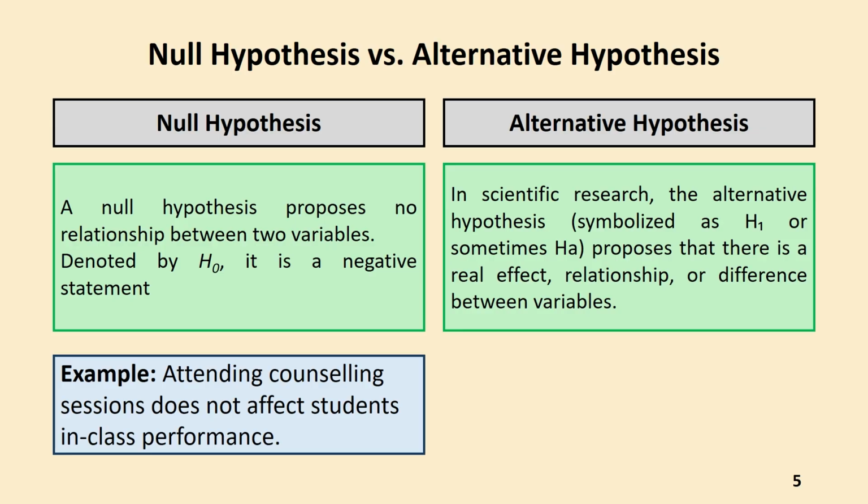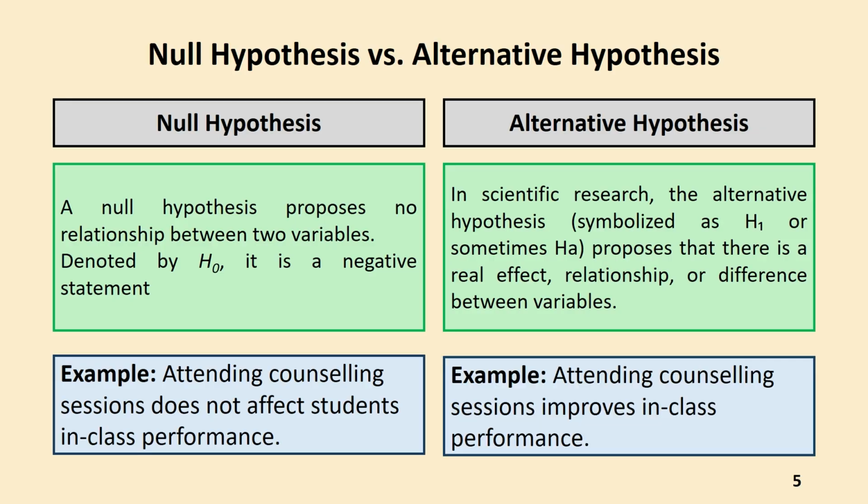Now you can clearly see what is the difference between null hypothesis and alternative hypothesis. That hypothesis which is null in nature proposes no relationship between two variables. Whereas alternative hypothesis proposes that there is a real effect, relationship or difference between variables. We can see with the help of example here, attending counseling session improves class performance.